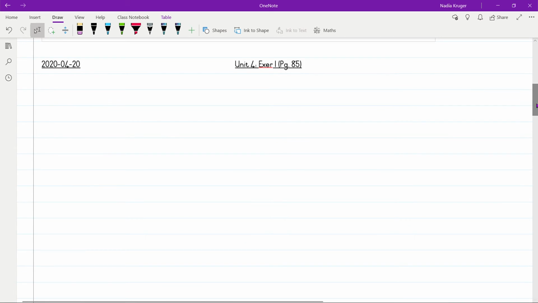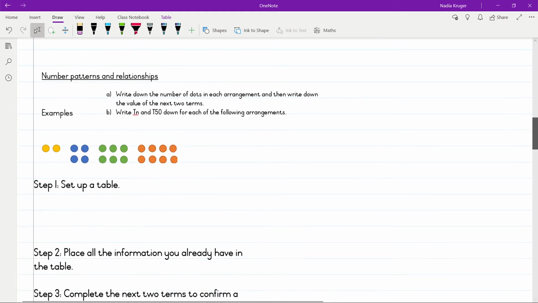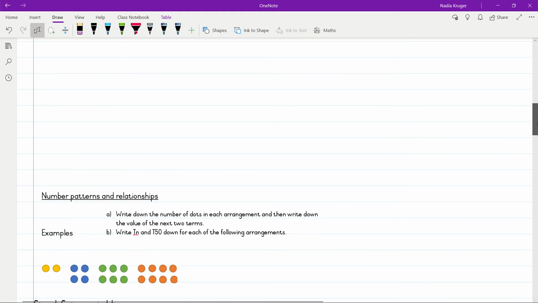So that's today's date. And here we go. Number patterns and relationships. Okay. Basically, you know that the yellow would be term 1. For this pattern specifically, term 1, term 2, term 3, and term 4. That is what the T stands for. And N refers to any term. So you don't know where in this pattern N is. So N actually represents any and all pattern numbers in this specific pattern.